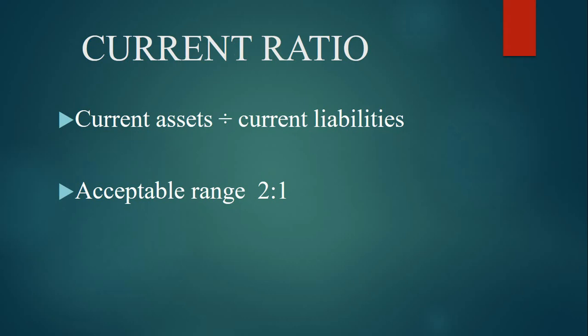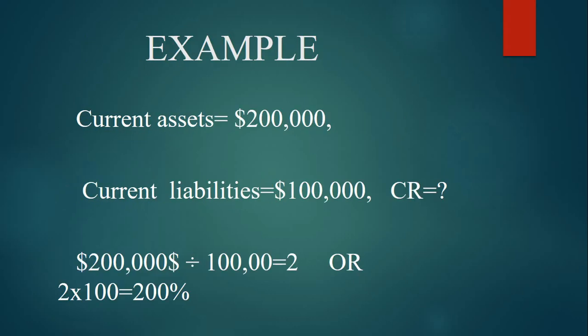For the current ratio, the acceptable range is 2 to 1, especially for manufacturing concerns, because they require a longer period of time for the manufacturing of the product. However, for service-oriented firms, the desirable current ratio is 1 to 1.